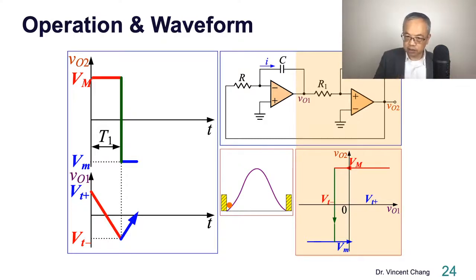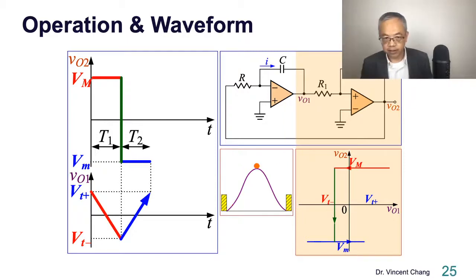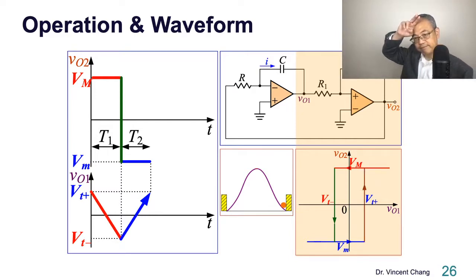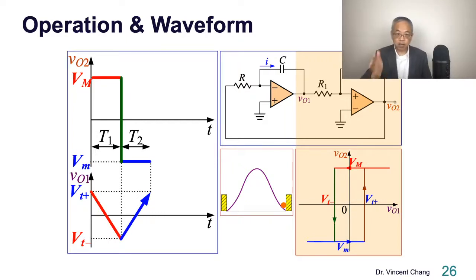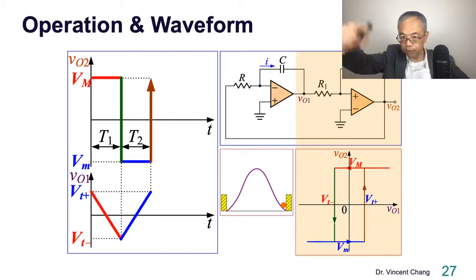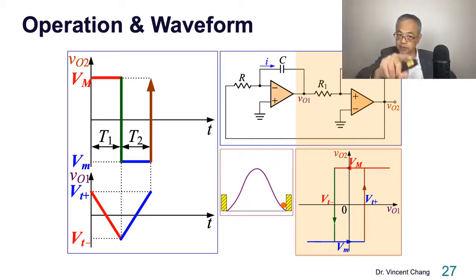So as long as VO1 is less than VT positive, the low state can be remained. So until it touches the VT positive, which is the peak, then what? Then brown, okay? Then brown goes up. You just simply copy this brown to the waveform like this. You get it? So red, green, blue, brown. You see the VO2 waveform. Red, green, blue, and brown.